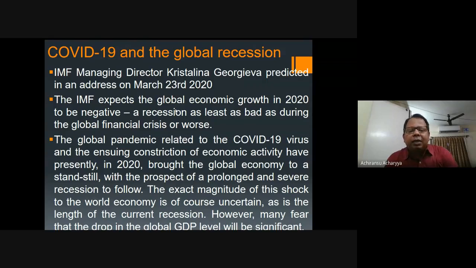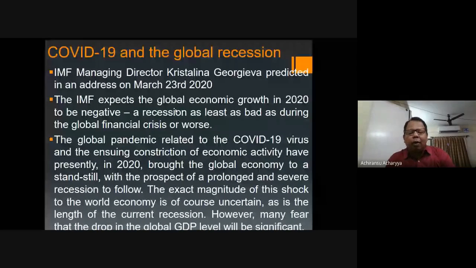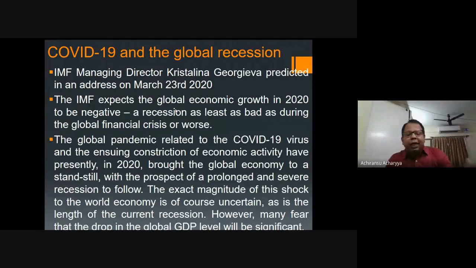So the IMF Managing Director Kristalina Georgieva addressed the global economy on March 23rd, 2020, and she said that the IMF expects the global economic growth in 2020 to be negative, a recession at least as bad as during the global financial crisis, or worse. So she is relating this to the global financial crisis that happened in the 1930s, and the global pandemic related to the COVID-19 virus and the ensuing constriction of economic activity have presently in 2020 brought the global economy to a standstill with the prospect of a prolonged and severe recession to follow. This is what she says.